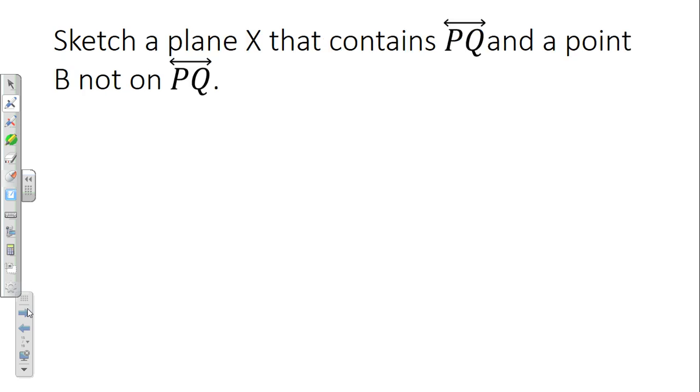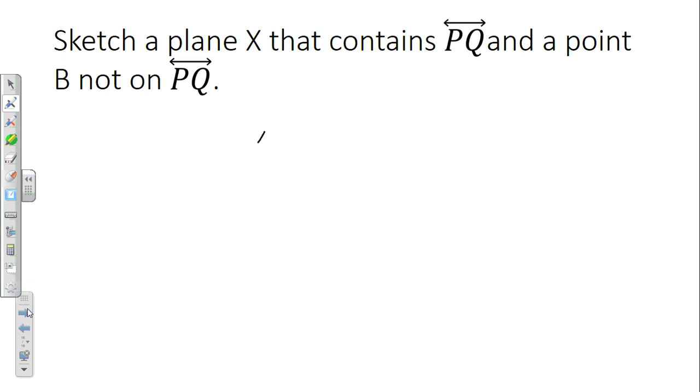All right, next one, give you time to work here. Sketch a plane X that contains line PQ and a point B not on line PQ. So start by drawing what? Anytime you have to draw a plane first, right? That way you have some place to put stuff. Label your plane X. Oh, that looks great. Well, be careful, because B is supposed to be on the plane, right? Yep. So we don't want B to be off the plane, we want it to be in the plane.